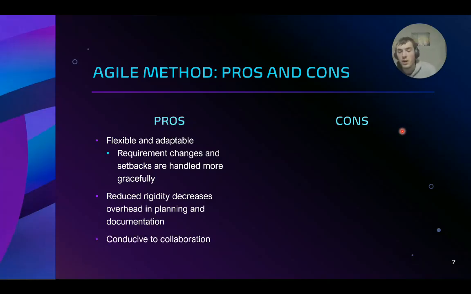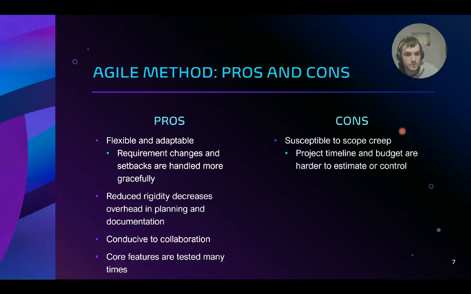And also, as we've been talking about this whole time, the Agile method is conducive to collaboration. And of course, this is going to generate new ideas and better solutions than individuals working in isolation. Additionally, core features are tested many times in the Agile method. So what happens is that the most essential features are developed in the first sprints. Those are presented to the customer, and then subsequent features are built on top of those core features. And what this means is that as those subsequent features are tested, the core features are tested as well. So this is going to provide a really robust end product.